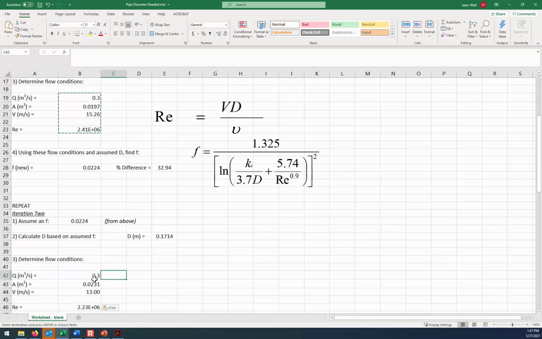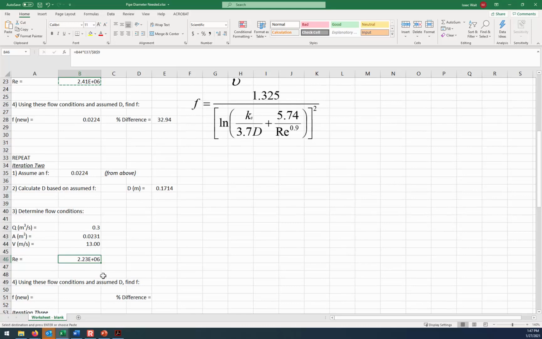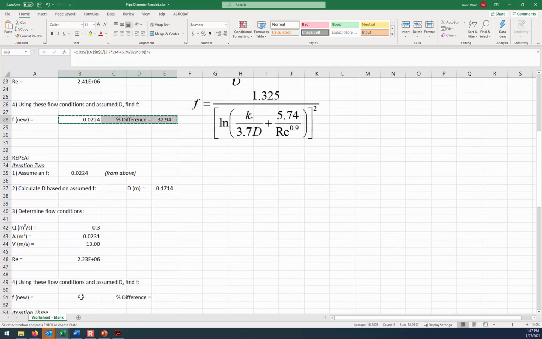All right, so now I have an updated area and velocity that will occur if this is the diameter. Okay, and now this is the updated Reynolds number, and now the new F value and the percent difference. I can copy that and paste it.